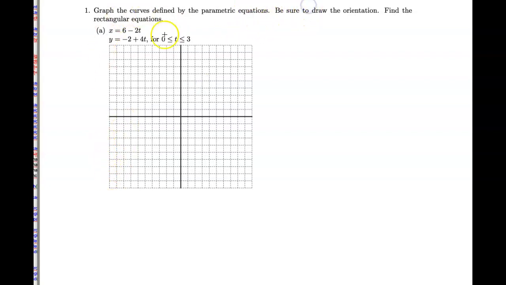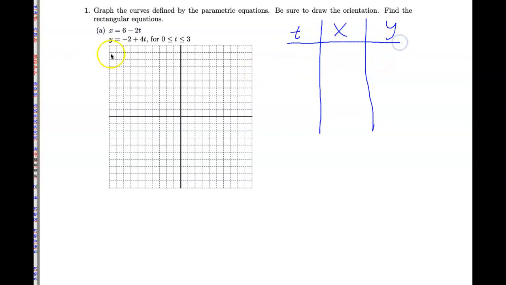Okay, so when we're doing these, I find it really helpful to just make a table. And this time we're going to have 3 columns, because in this case, the domain for our t variable is from 0 to 3. So we're going to be plugging in the numbers 0, 1, 2, and 3 into the equation for x and into the equation for y.